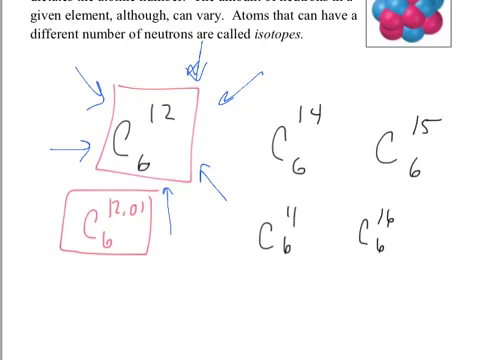This is a weighted average. The atomic mass that you see on the periodic table with a decimal value there is a weighted average. Okay? It's a weighted average.